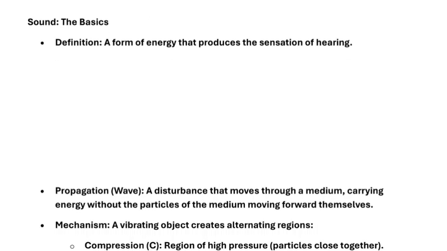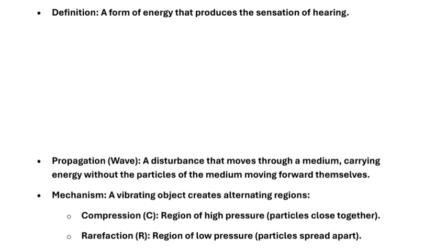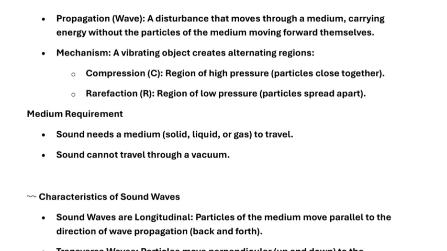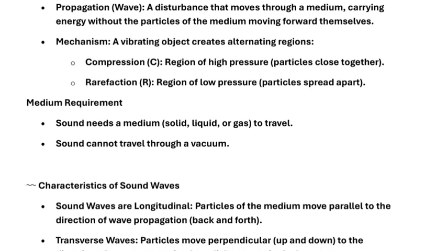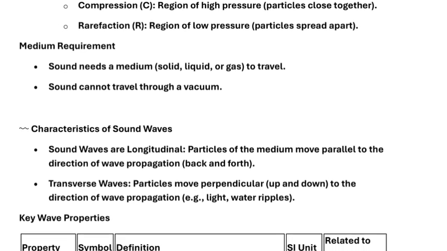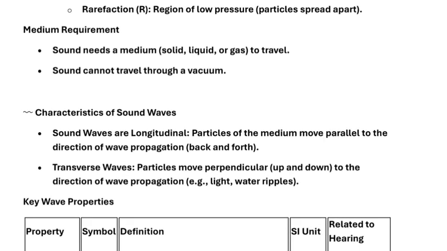Sound, the basics. Definition: a form of energy that produces the sensation of hearing. Propagation: a wave is a disturbance that moves through a medium, carrying energy without the particles of the medium moving forward themselves. Mechanism: a vibrating object creates alternating regions. Compression, C: region of high pressure, particles close together. Rarefaction, R: region of low pressure, particles spread apart.